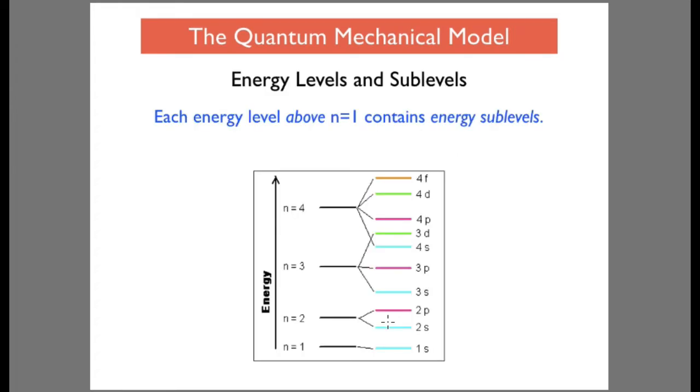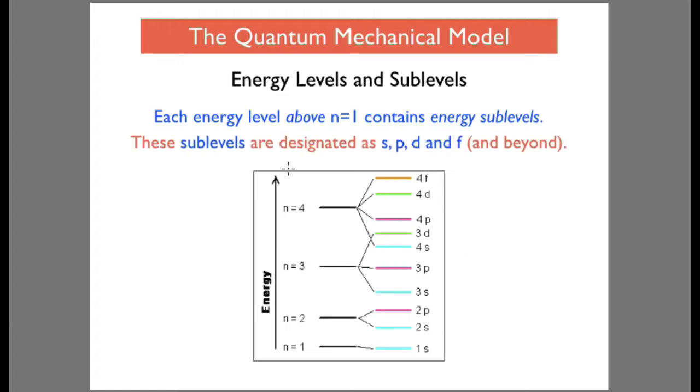So, the sublevels. Each energy level above the first energy level contains energy sublevels. You can see here the first energy level only has 1 sublevel. And the second energy level has 1, 2. The third has 1, 2, 3. And the fourth has 1, 2, 3, 4. These sublevels are designated as S, P, D, and F. There are others.